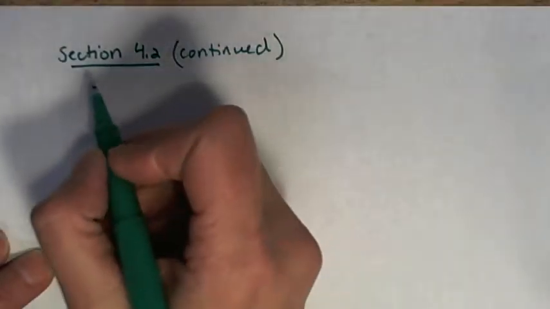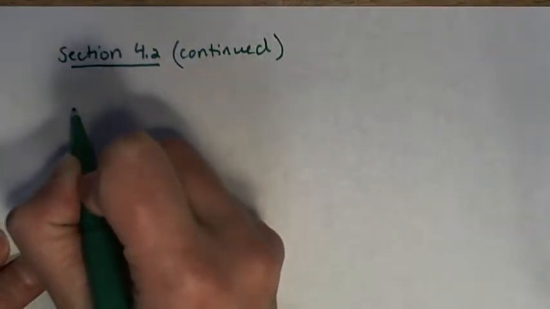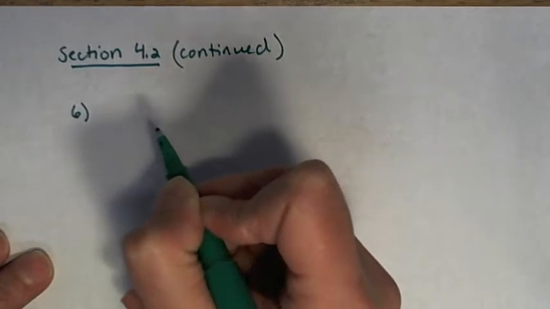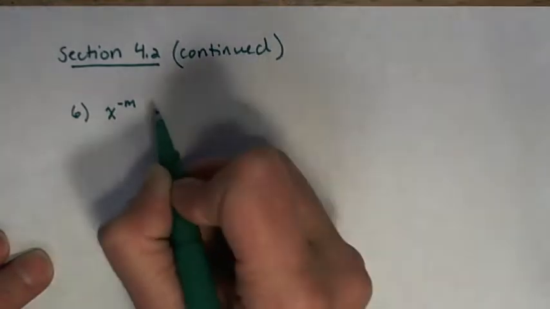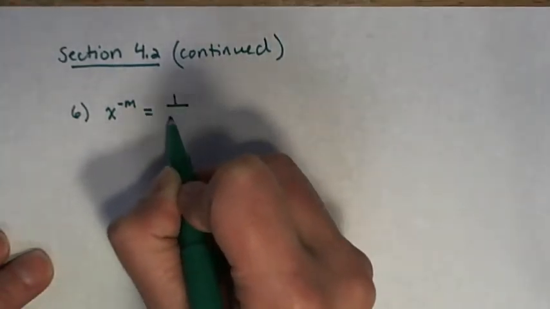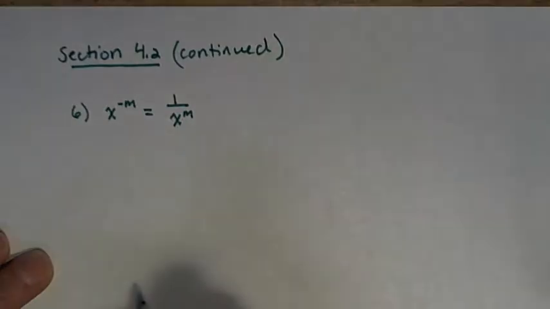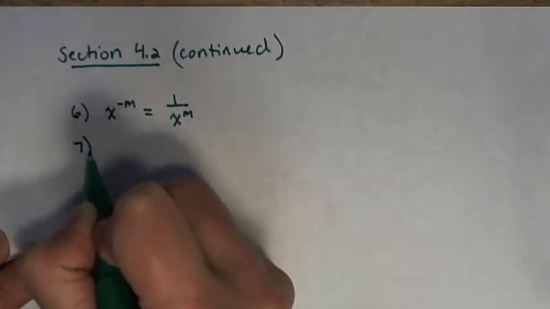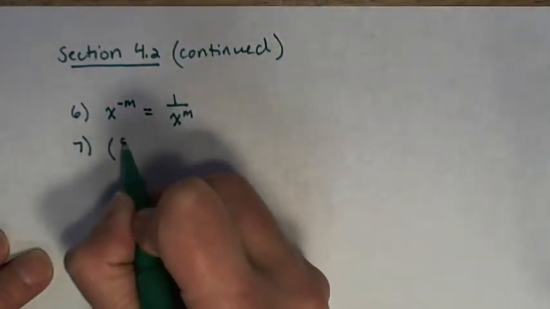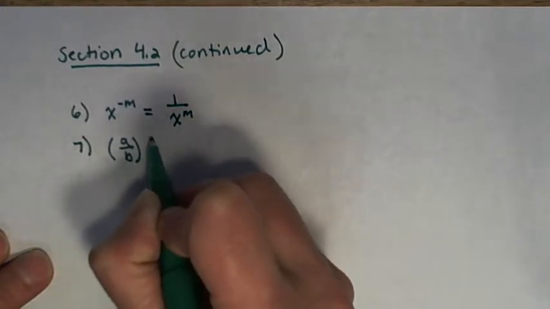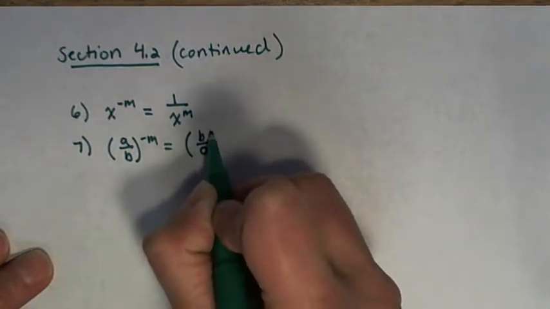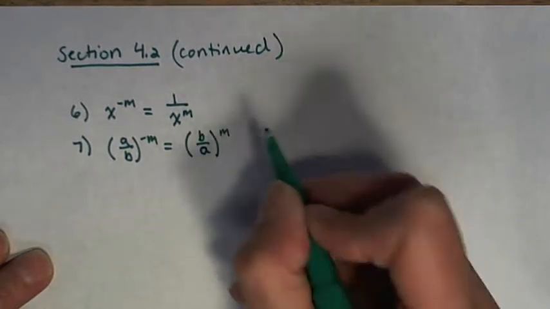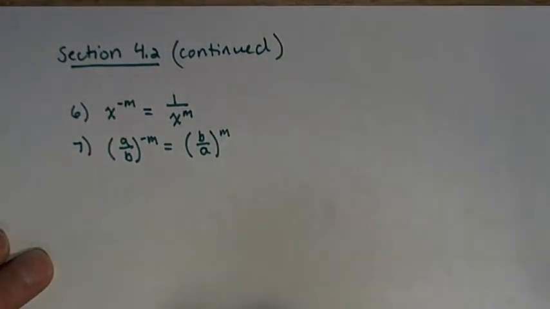Now let's review the two rules that we talked about in the last video. Rule number 6 basically stated that if I have x raised to the negative m, then that's the same as 1 over x to the m. Rule number 7 is a variation of that. That simply says if I have a fraction raised to the negative exponent, then I can take the reciprocal of that fraction and change the negative exponent to a positive exponent.